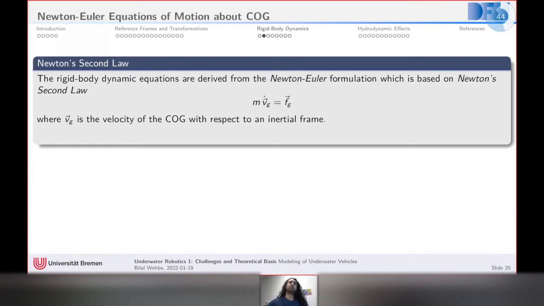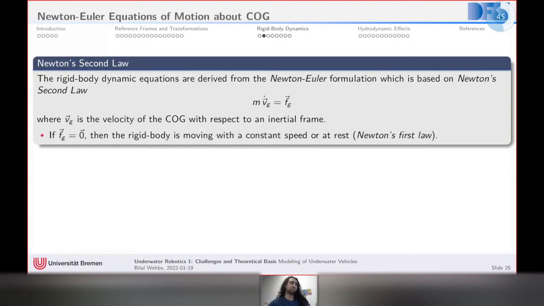All right, so rigid body dynamics is basically also just a bit of a revision of the Newton-Euler formulation of a body that is moving in space, a rigid body moving in 3D space. Just to recall the very simple Newton's second law: if a body is moving in an inertial frame, the acceleration of its center of gravity times the mass of the robot is going to be equal to the forces that this body is experiencing. So if this force is equal to 0, of course, the body is either not moving or just moving at a constant speed, which is Newton's first law.